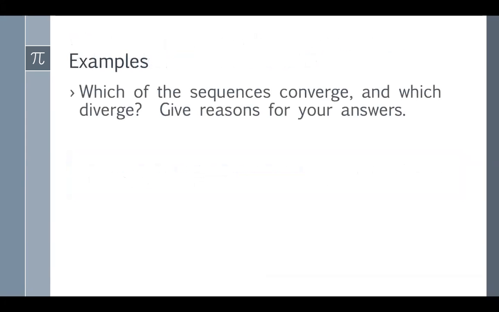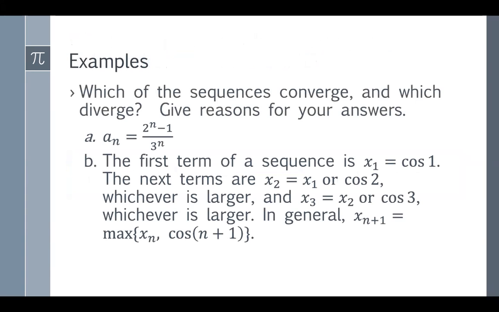All right, so I have a couple of examples to end with. They're just asking which of the sequences converge and which diverge. The first one, a sub n equals 2 to the n minus 1 divided by 3 to the n. I think we could actually handle that one without using this bounded monotonic theorem.